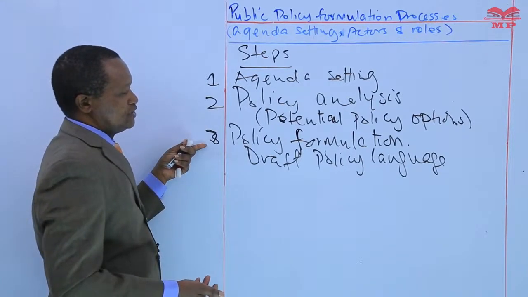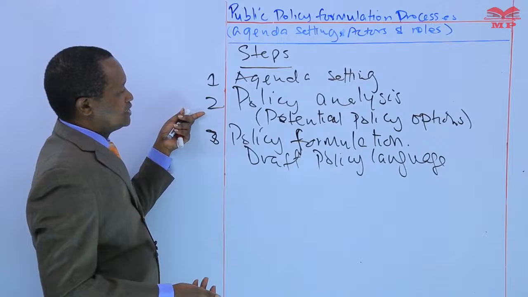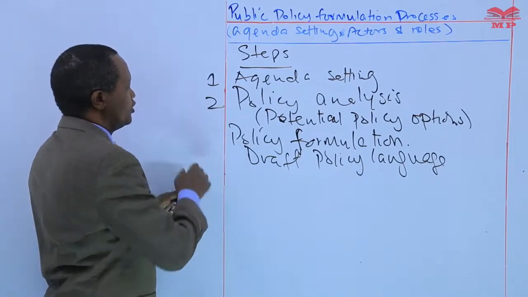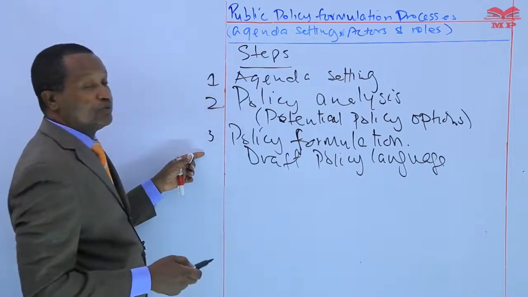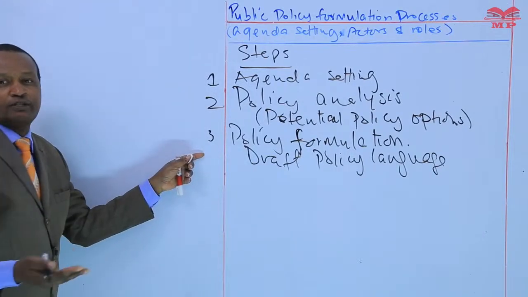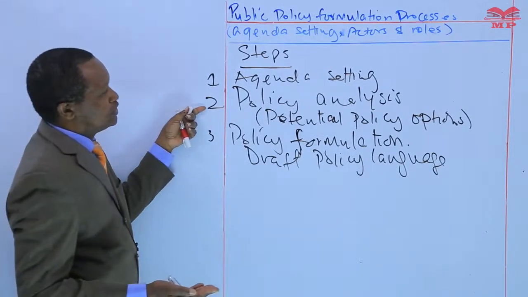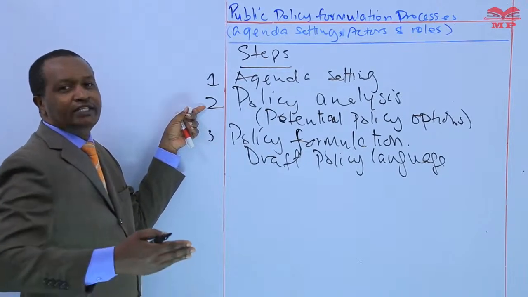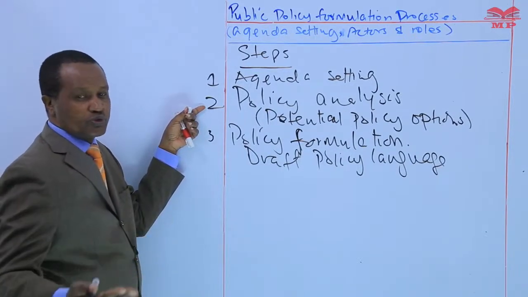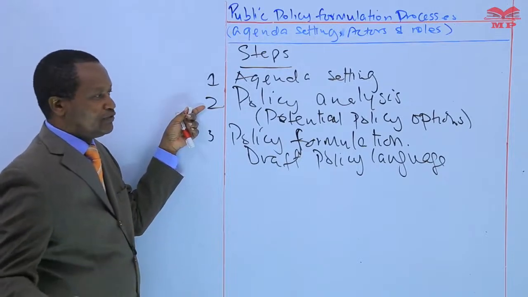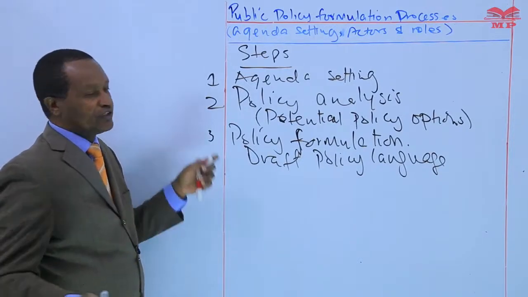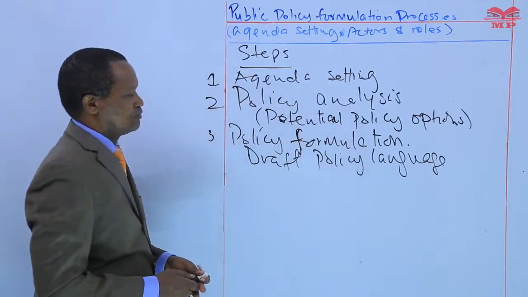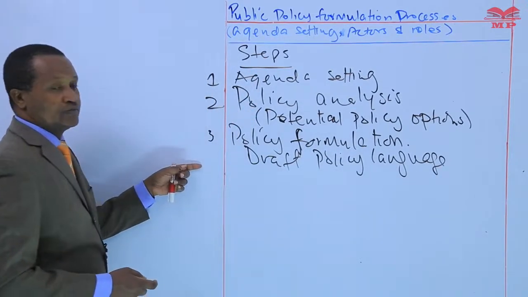Then formulate policy. Out of the analysis that is done here, come up with, formulate the policy. And how do you formulate policy? You formulate policy based on the results of policy analysis. Develop and refine specific policy proposals. And that may involve, as I've said, drafting policy language.